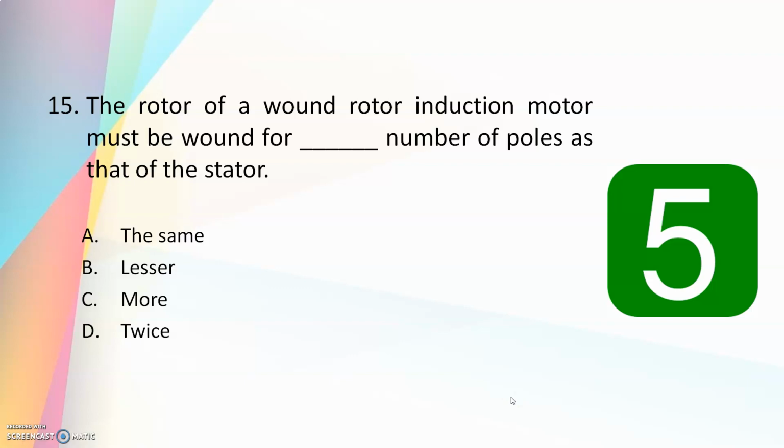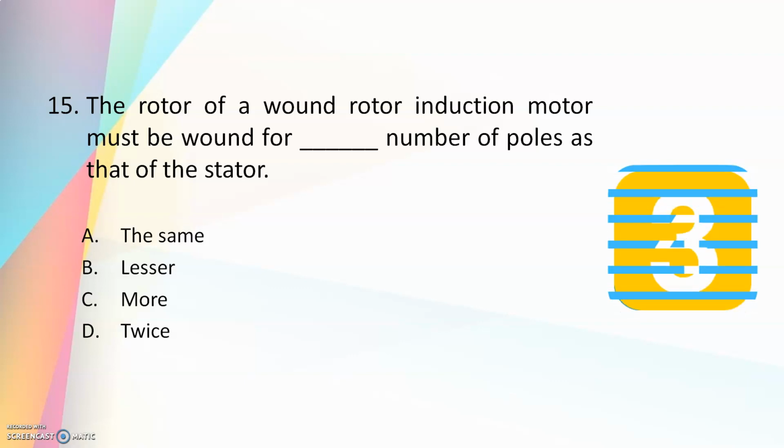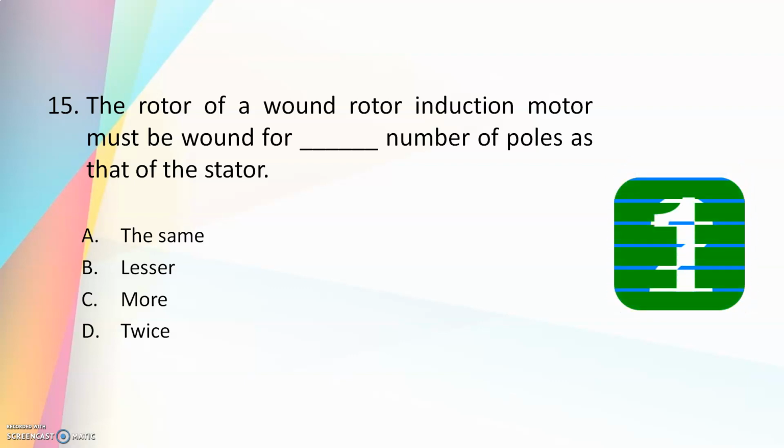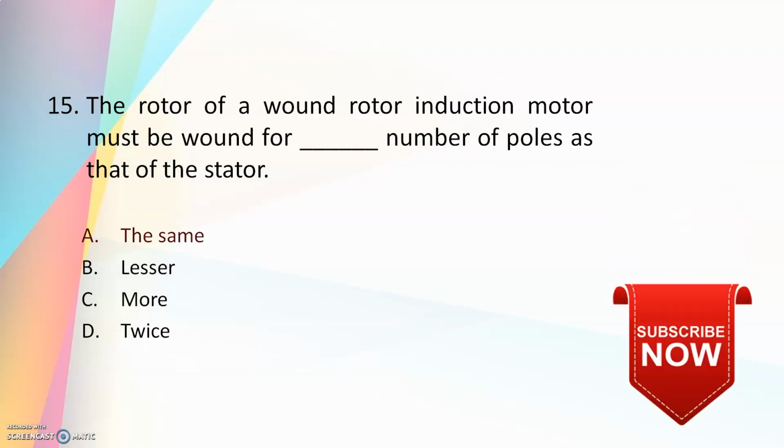The rotor of a wound rotor induction motor must be wound for dash number of poles as that of stator. The same, lesser, more, twice. And here you go. And the answer is the same. The rotor must be wound for the same number of poles as that of stator.